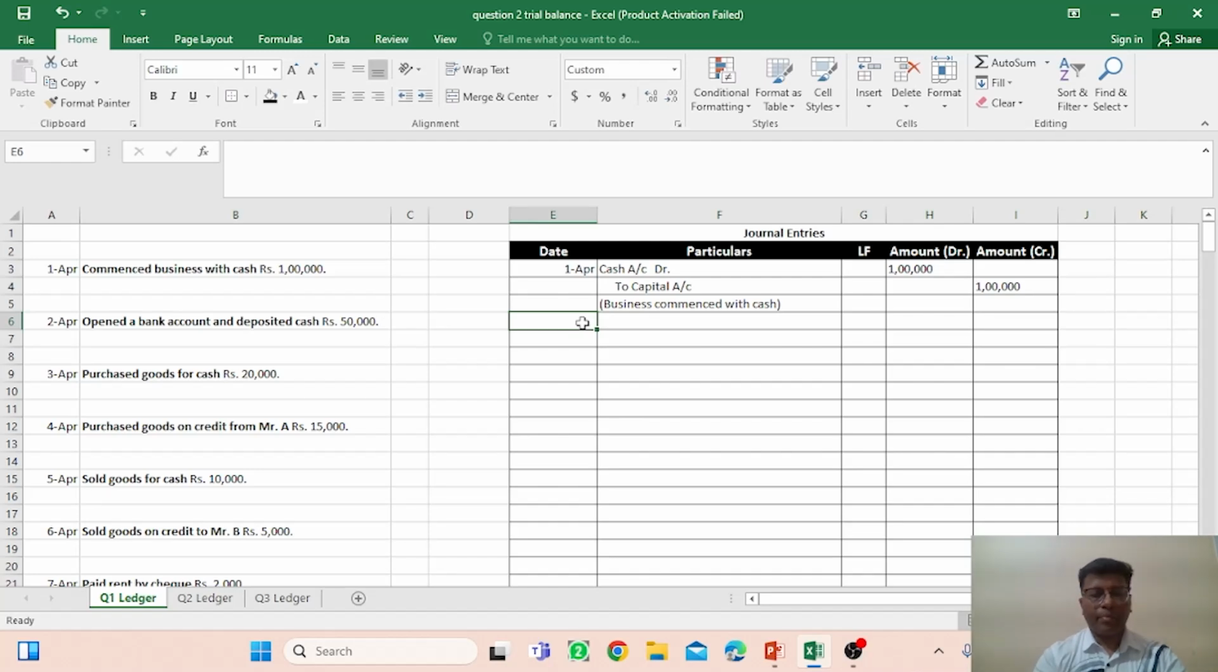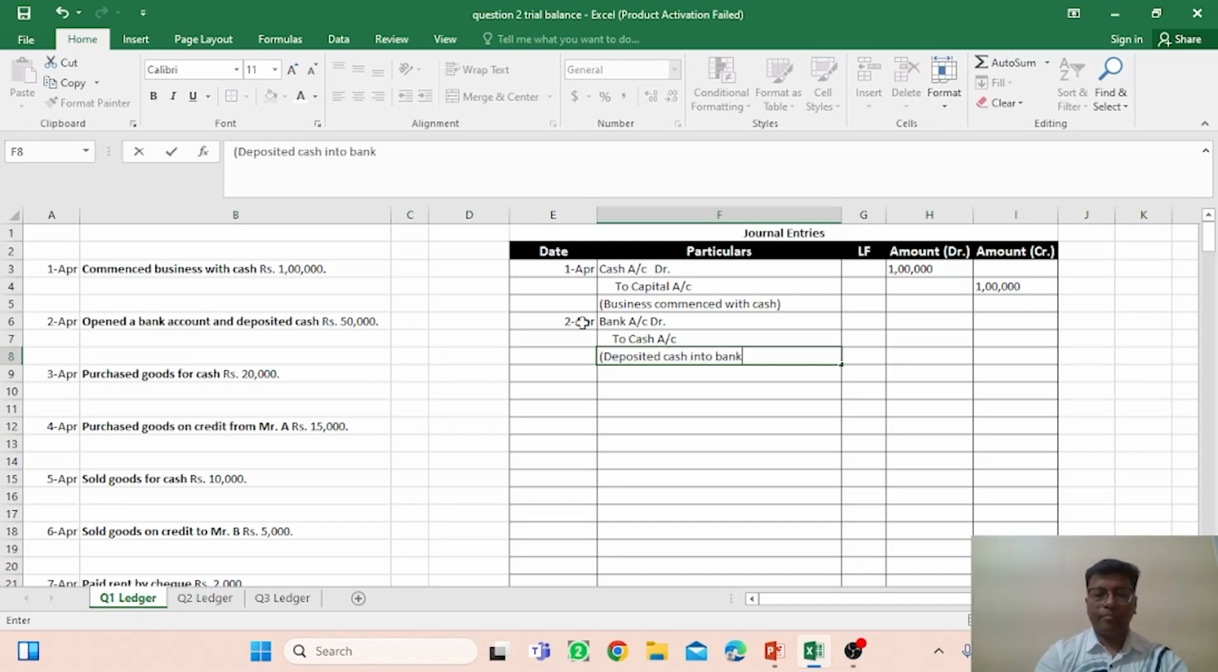And on 2nd April, another transaction: you find that opened a bank account and deposited cash, rupees 50,000. So bank account debit, to cash account, right? And the narration would be deposited cash into bank, and the amount is rupees 50,000 on the debit side and 50,000 on the credit side as well, right?